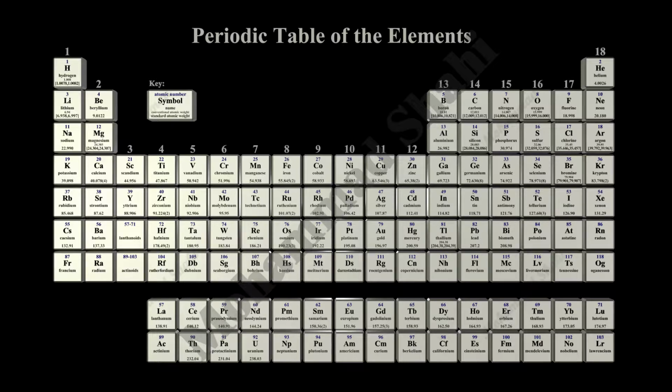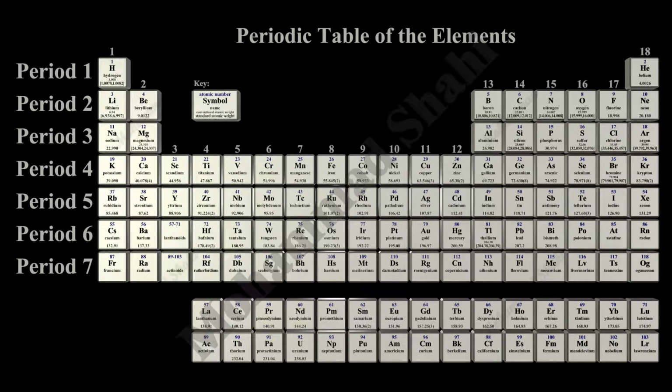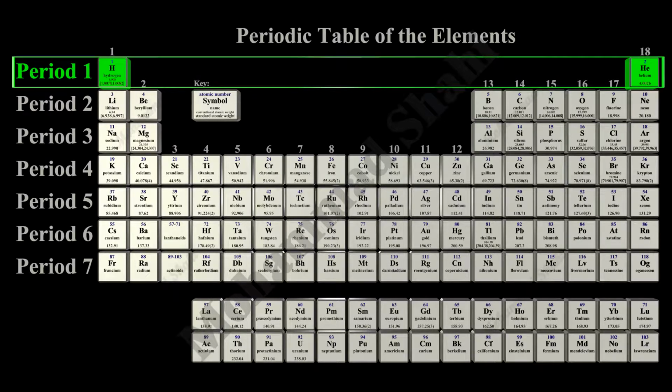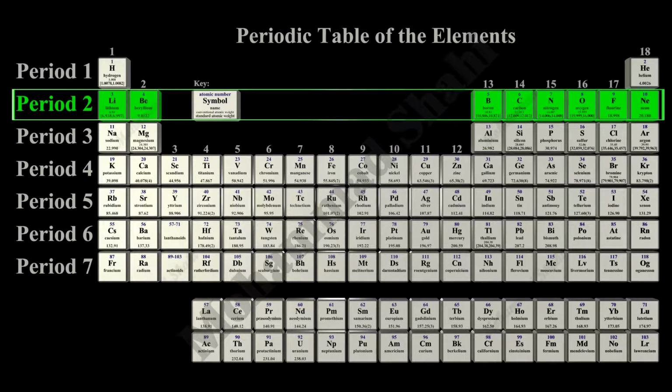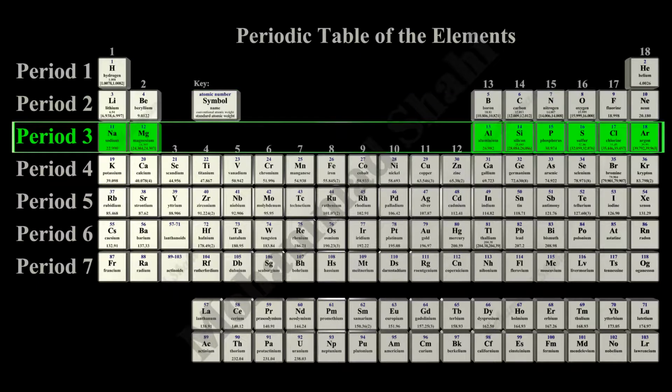Here, another important point to remind is that the horizontal rows of the periodic table are called periods, and the common form of the periodic table consists of 7 complete periods. The first period, or the period 1, containing only 2 elements. The second period, or the period 2, containing 8 elements. The third period, or the period 3, containing 8 elements.